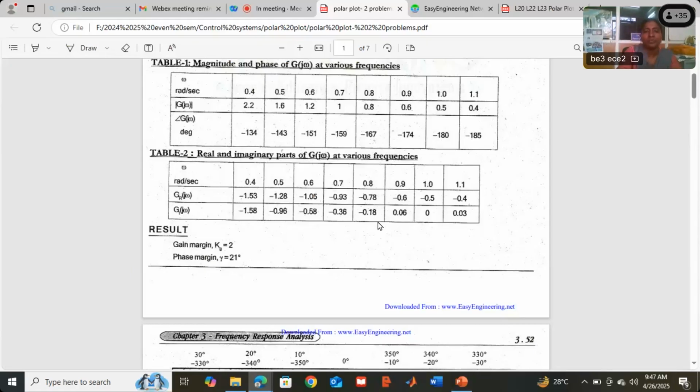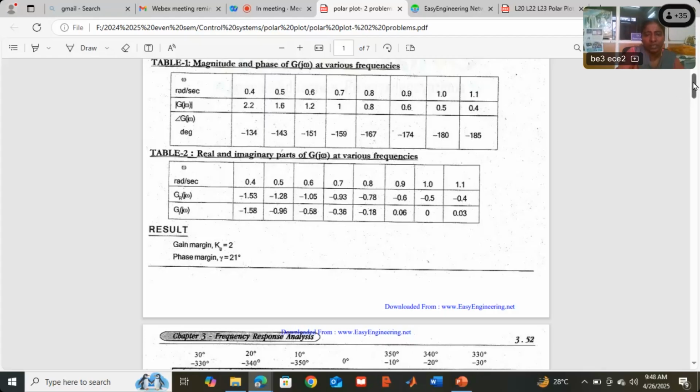Now for plotting, the polar plot we can do either in polar graph sheet or in normal graph sheet. Normal graph sheet means we know x-axis is real axis, y-axis is imaginary axis. So for doing the polar plot in normal graph sheet, you have to use the second table, which means rectangular coordinates. But if you are doing the polar plot in polar graph sheet, you have to use this table, polar coordinates. Now I am showing you the graph sheet, how the values from this table are taken onto the graph sheet.